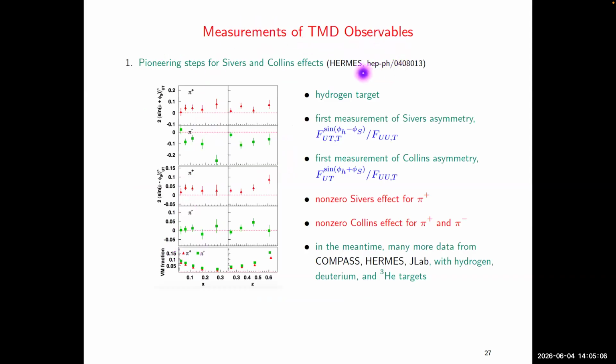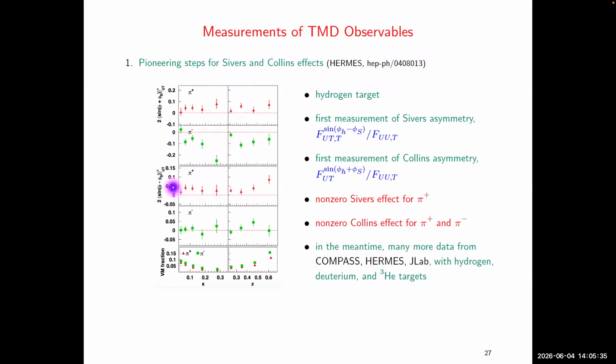Historically, it's a pioneering measurement. I still remember well a conference in October 2003 where these results were first shown, a conference in Athens, in Greece. Pioneering measurement by the HERMES collaboration of Sivers and the Collins. This paper has, I think, close to 1,000 citations or something like that. And here are their results. These 2 panels for the Sivers effect, here is for the Collins effect.